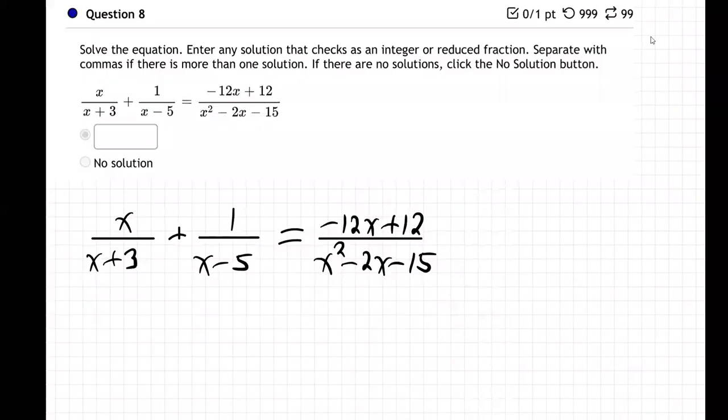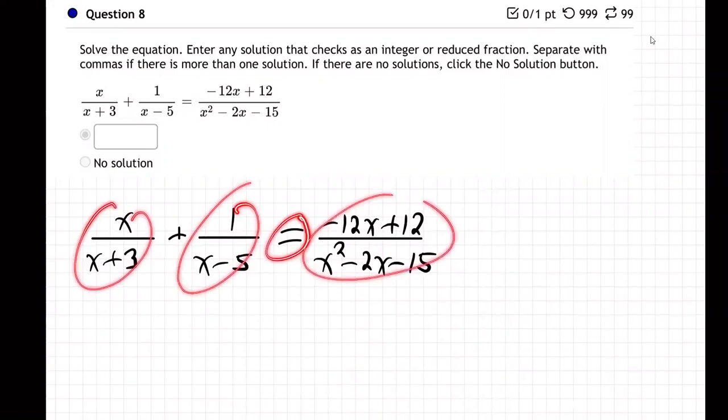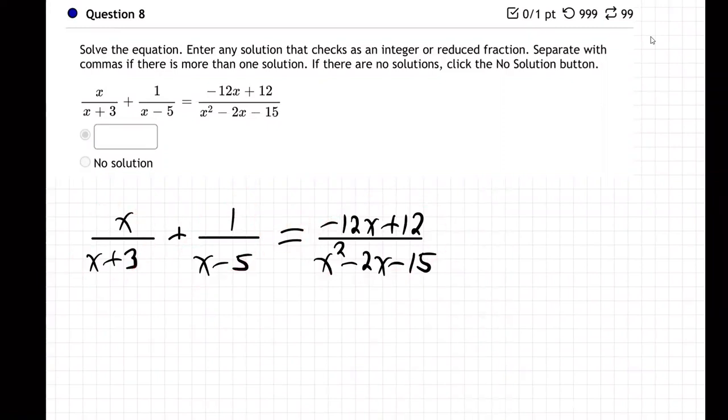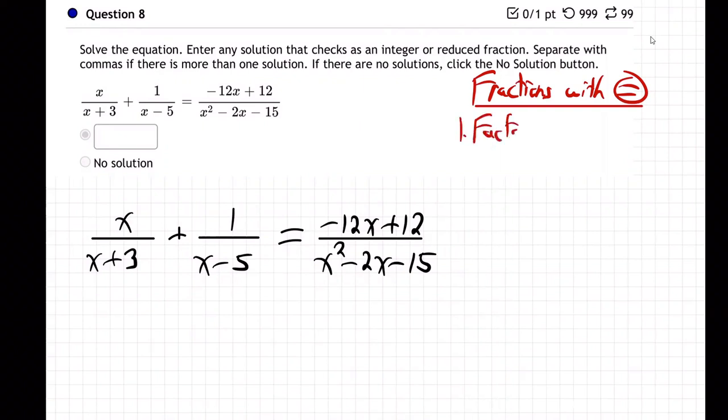Okay, so on this question, we have two fractions added up equal to another fraction. It's going to be kind of a more challenging one. So how do we handle fractions with an equal sign? Well, step number one is we have to factor any denominators that are not factored.